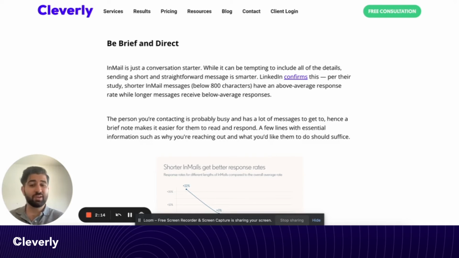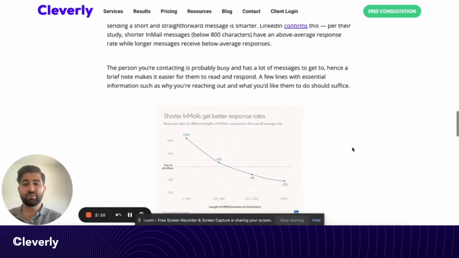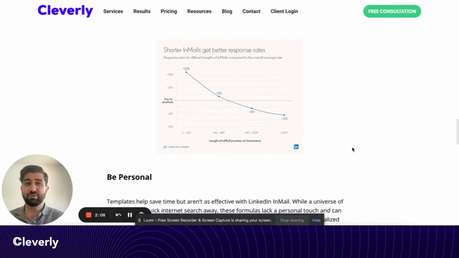Whoever you're messaging is most likely very busy, gets lots of messages, so make it easy for them to read and digest your note. A few lines of essential info like why you're reaching out to them and what you'd like them to do should suffice.